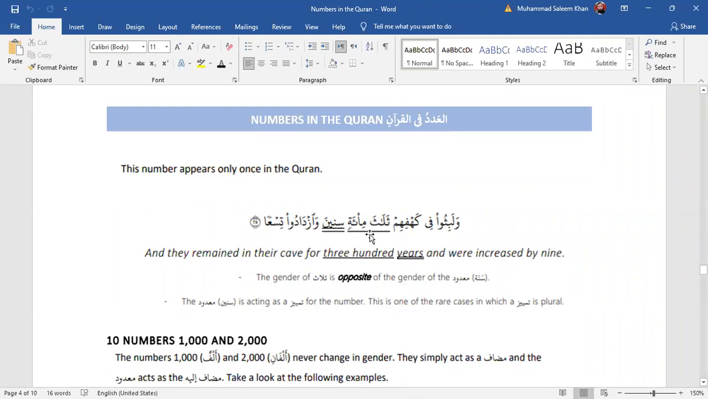Salatha miyatin. So, thalatha miya, arba miya, khamsa miya. Two young men stayed in the cave, sir, for 309 years? Yes. 300 years and were increased by nine.